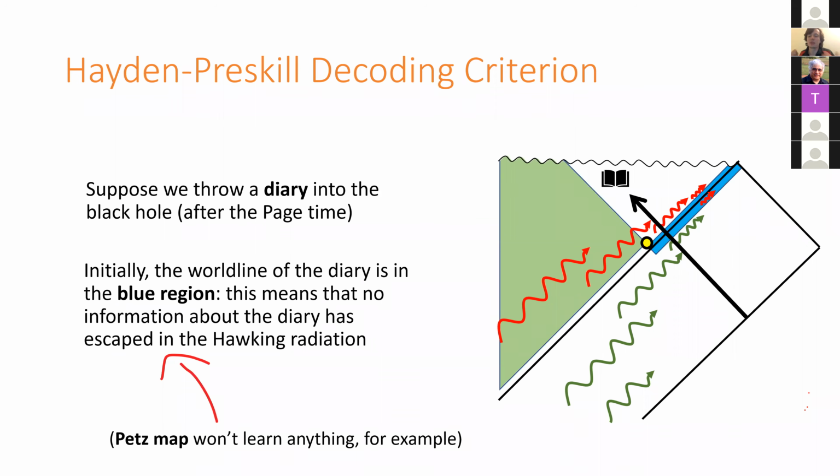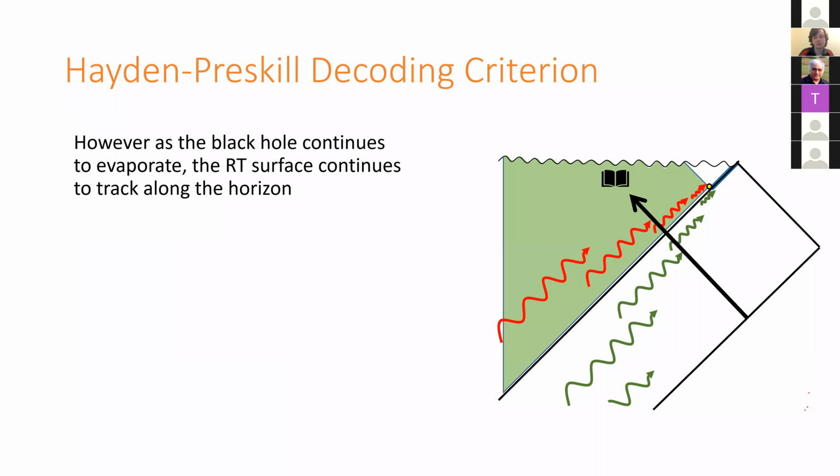If we try to use the PETS map to reconstruct it, then we wouldn't be able to pull it out through a wormhole and then measure it. And so the PETS map can't learn anything about this diary. No information about the diary has escaped. The technical term is that it's still in the entanglement wedge of the black hole, not the entanglement wedge of the radiation. I want to avoid using that term, so I don't want to define it.